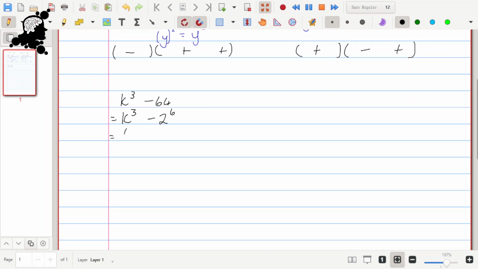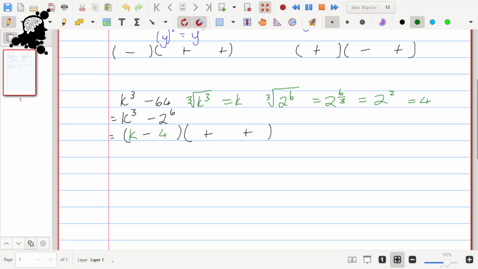To factorize, we said we're going to have a small bracket and a big bracket. The small bracket takes the sign of the original expression, followed by two pluses in the big bracket. To get the first term in the small bracket, we ask, what is the cube root of k cubed? This gives us k. So let's put in k there. To get the next term, we ask, what is the cube root of 2 to the power 6? From laws of exponents, this is 2 to the power 6 divided by 3, which gives you 2 to the power 2, which is just 4.